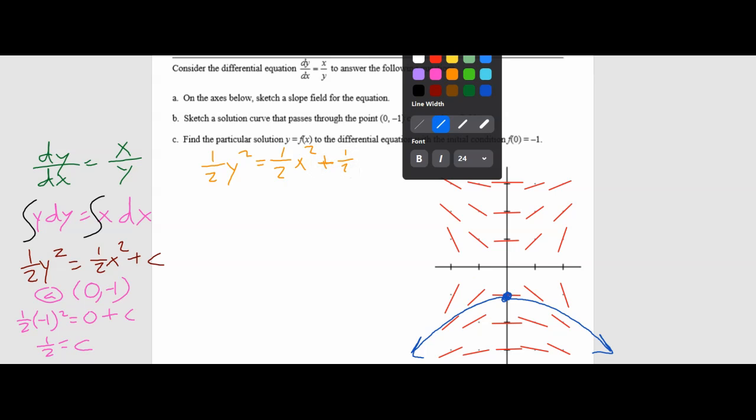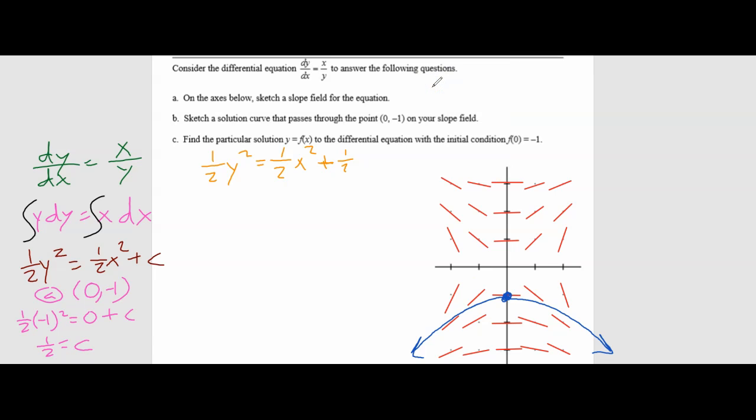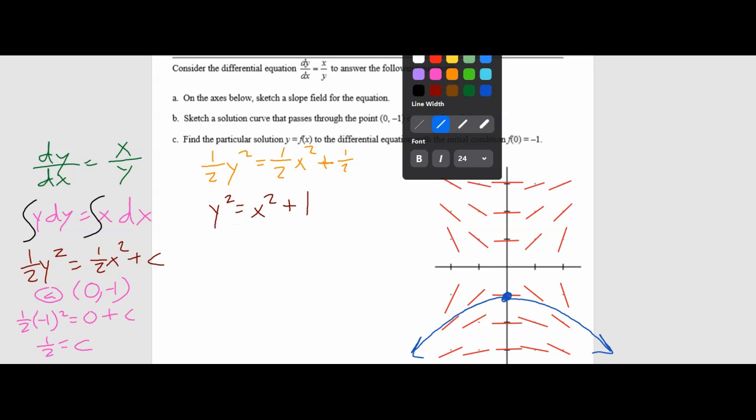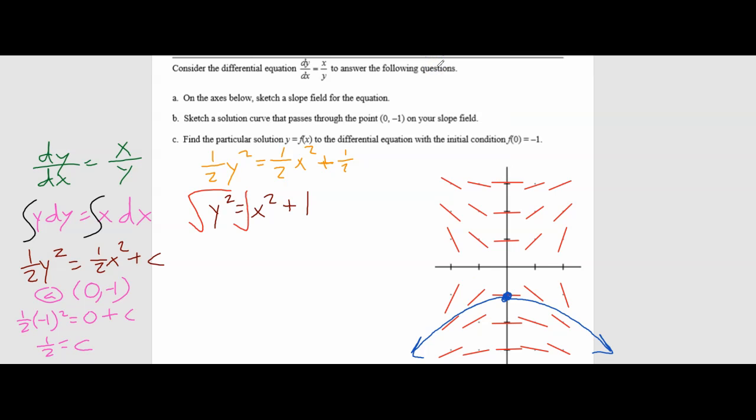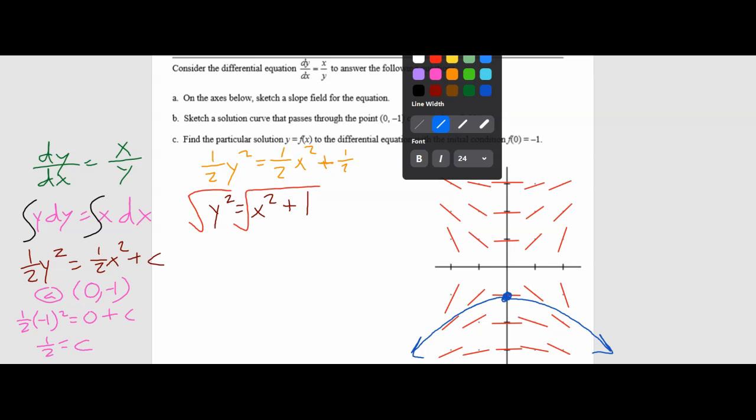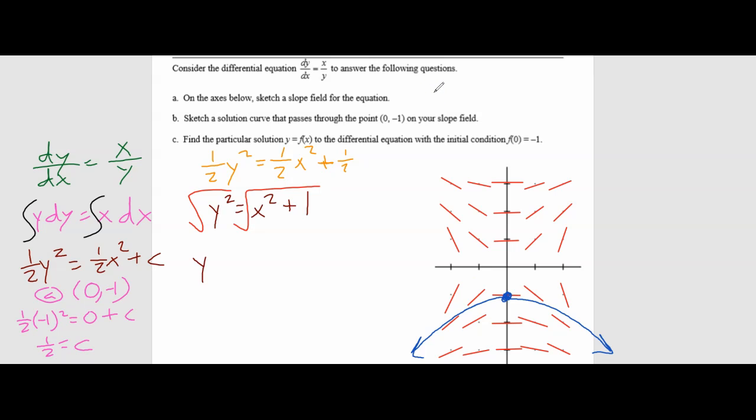Now I want to get y by itself. I'm going to multiply both sides by 2. So that's going to give me y squared is equal to x squared plus 1. And then I'm going to take the square root of both sides. And just remember that you get a positive and a negative root. So you get y is equal to plus or minus the square root of x squared plus 1.